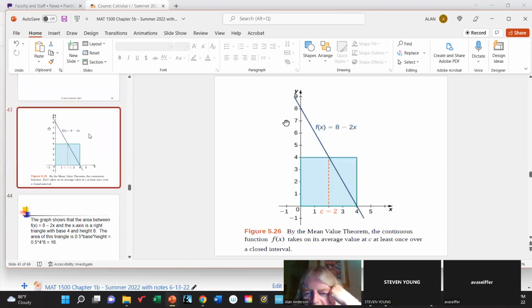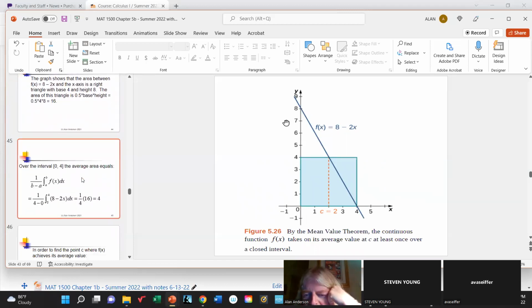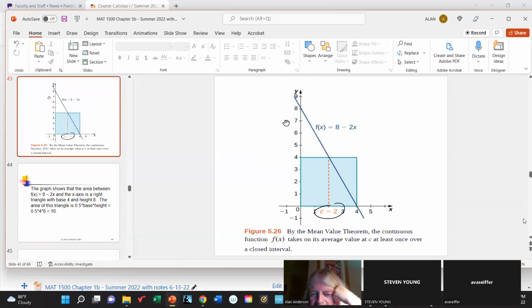Now here, they're giving us a graph. I found this graph to be a little confusing because of the way they drew it in here with a rectangle. I'm not sure what the point of that was, but you can see that this is in fact a triangle. The entire area under this straight line is a triangle, and you can calculate its area, but you end up with the same results. So when c is 2, f of c is 4, and this is the average value halfway down the line.